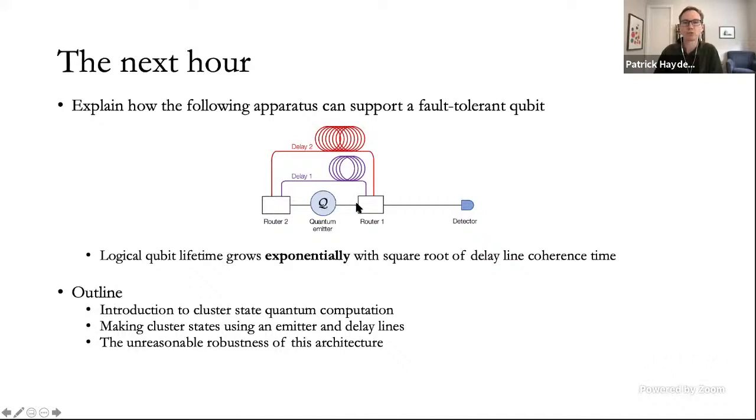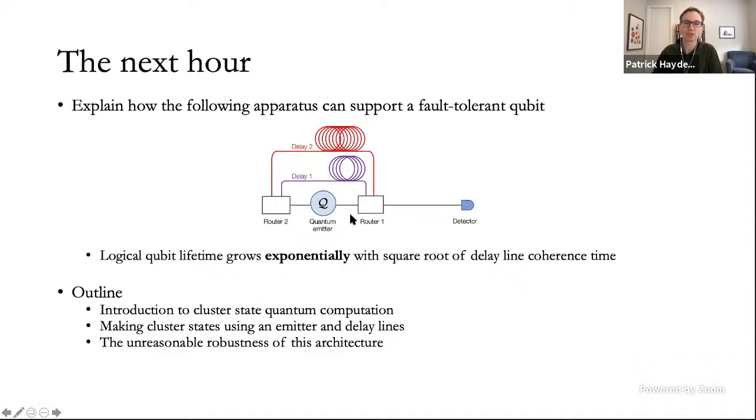And those are then routed by these switches either into a first delay line, this purple one, or a second delay line, the red one, or they can be routed to this detector. And the detector can measure the qubit in one of a few different bases. And so that's it. That's the device. And it doesn't have many parts.